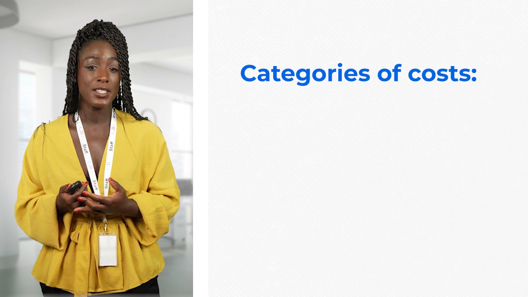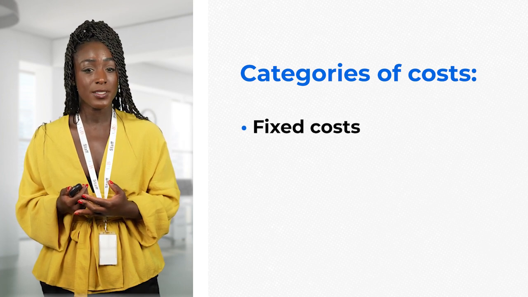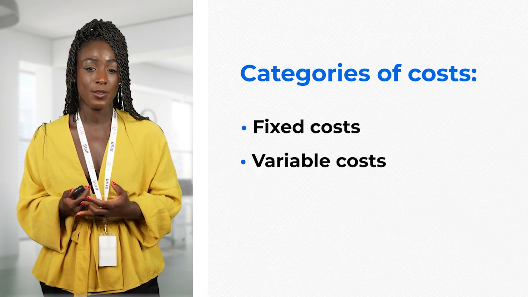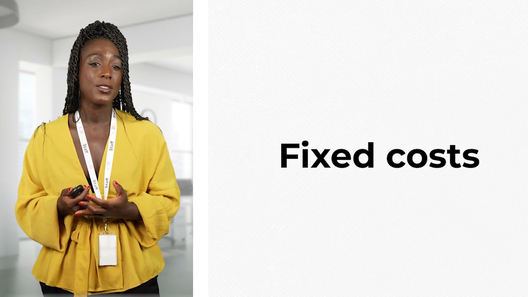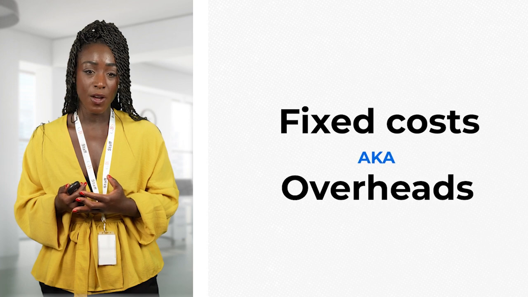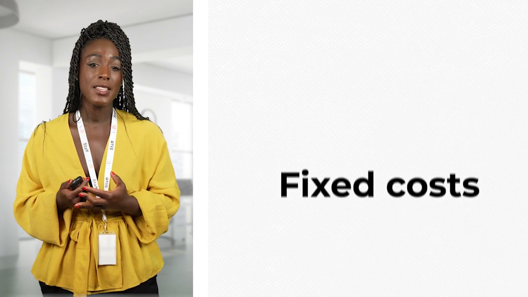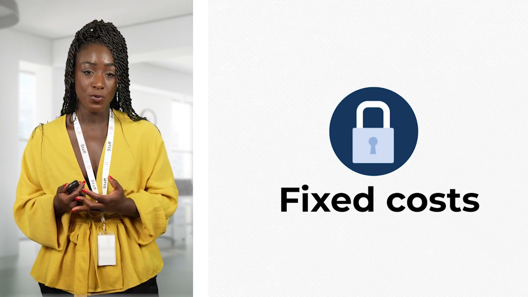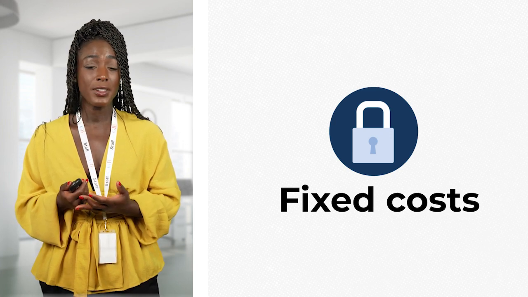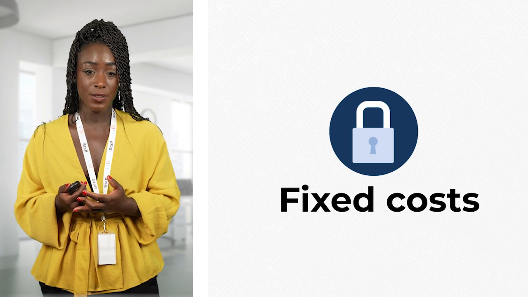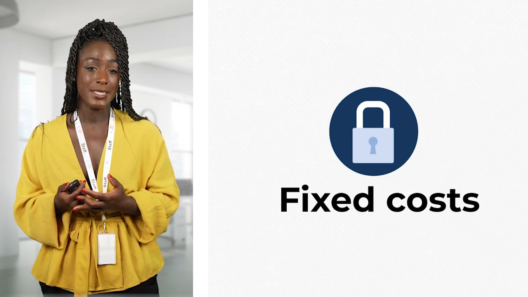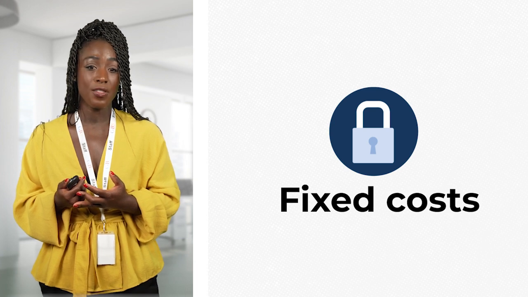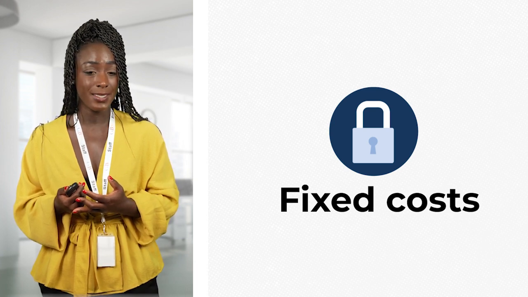Costs can be divided into two categories: fixed costs and variable costs. First, let us define a fixed cost. Fixed costs are sometimes also called overheads. These are costs that stay the same, no matter how much the business produces or sells. For instance, rent is a fixed cost. If a furniture store sells 100 chairs one month and 1,000 chairs the next month, the rent on the office or warehouse stays the same.